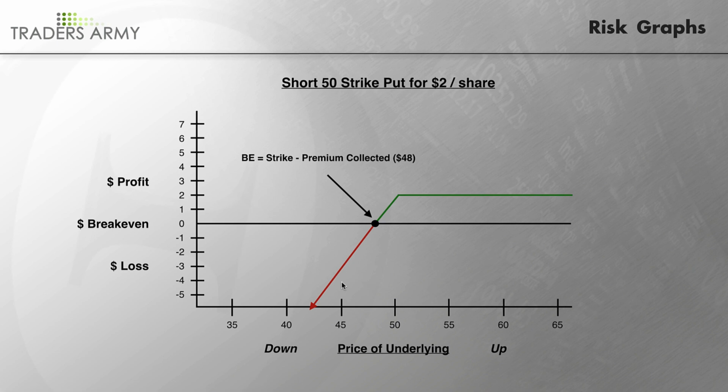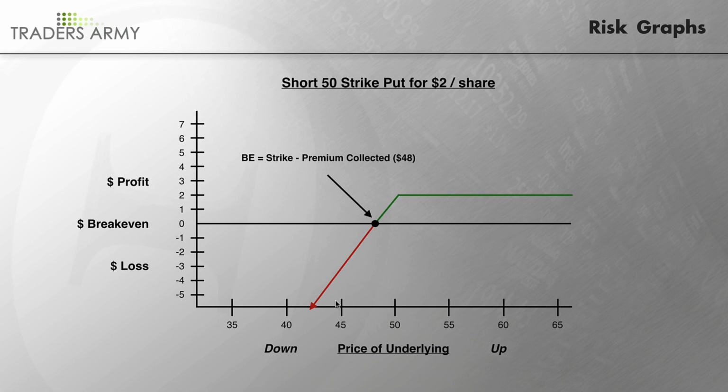Because think about what your obligations are here when you're short this 50 strike put. If you're short the 50 strike put, you have an obligation to buy stock for $50 a share. If you have to buy the stock for $50 a share and the stock is at zero, you've lost $50 on that stock. But you collected $2 a share in premium, therefore your real loss is only $48. That's why your break-even price is sitting right here at $48.